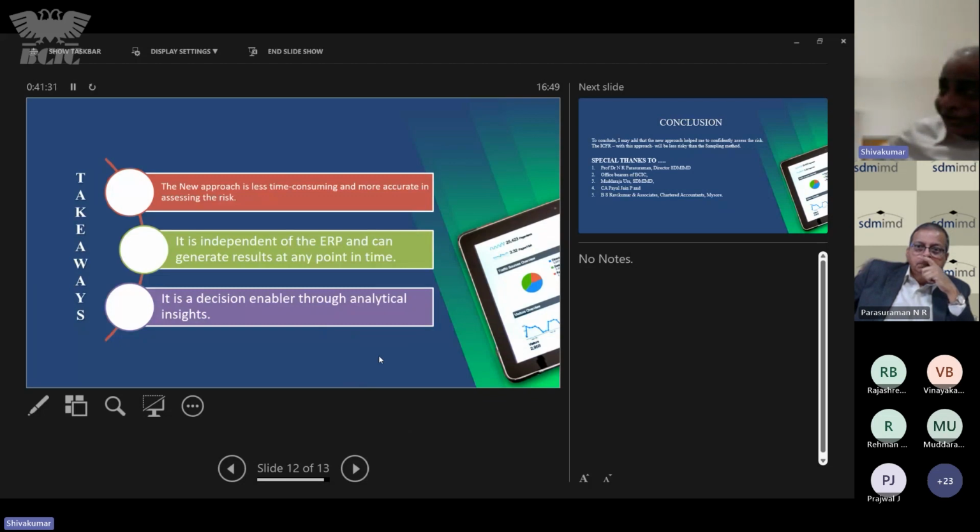On these two issues alone, I can consider that internal control can be made a decision enabler through analytical insights. This is one of my conclusions. People can differ from me on this issue.